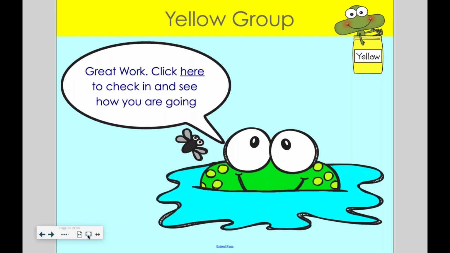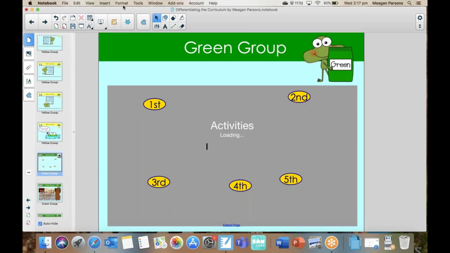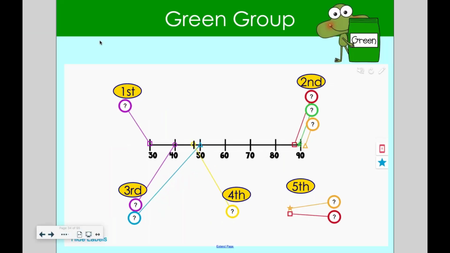And then again, once they'd worked through all of their activities, they would click here and go to their final assessment piece. And then we've got the green group. So my green group were those students that were achieving really well and needed to be extended even further.